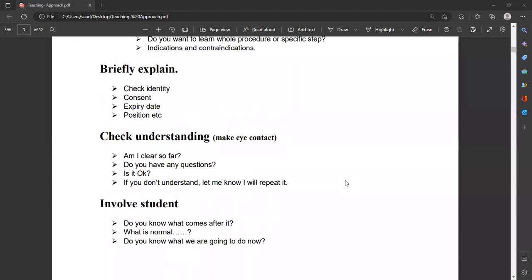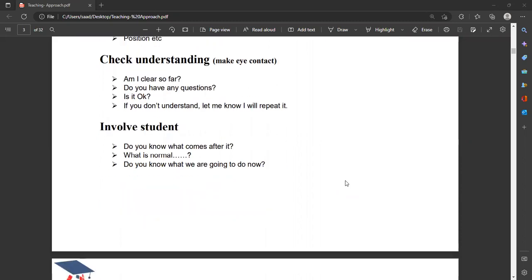So what comes in the safety? Washing hands, wearing gloves, wearing an apron, and then taking consent, checking identity, checking expiry date. These things come in safety, and you have to explain why you are doing the procedure. And when you are doing the procedure, check understanding. I have seen a number of times the candidates just start doing the procedure and just look down. They don't look in the eyes of the student. Just look in the eyes of the student.